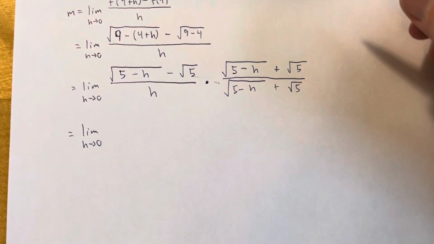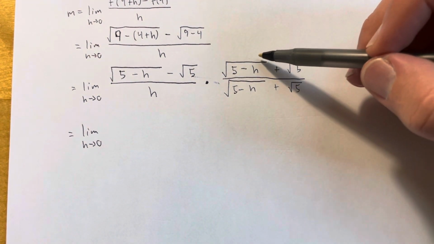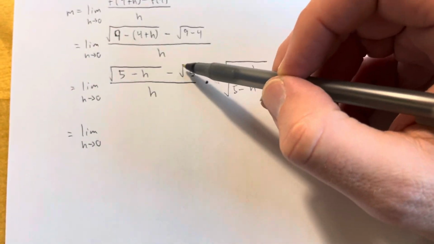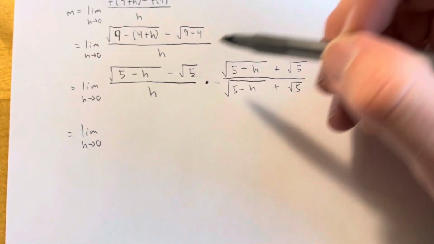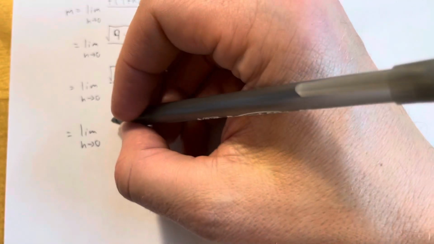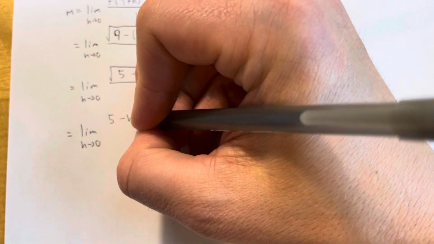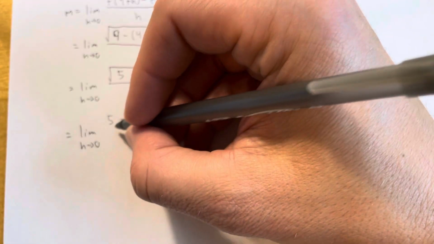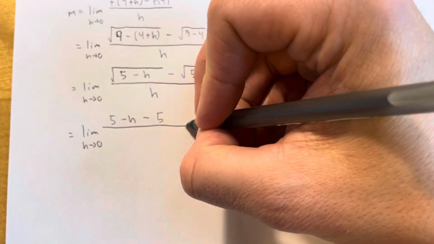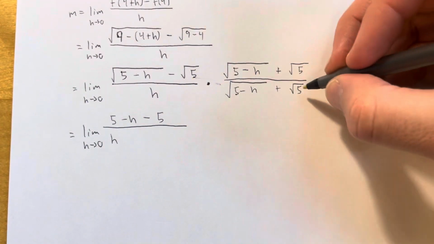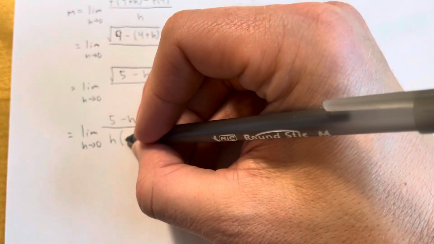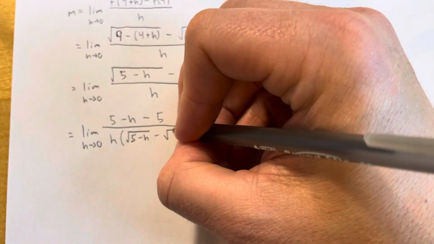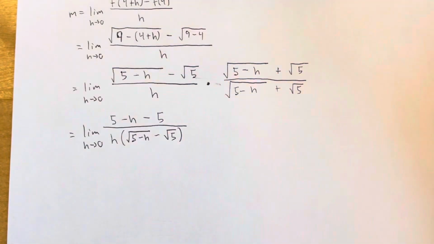Remember, the whole point of using a conjugate is because when we multiply these two conjugates together, what I get is this thing squared minus that thing squared. But when squaring either one of them, all that happens is the radical goes away. So I get 5 minus h minus, that radical goes away as well, 5 all over h times this expression, and we don't multiply anything out. We just leave it as is. So 5 minus h minus root 5, like that.